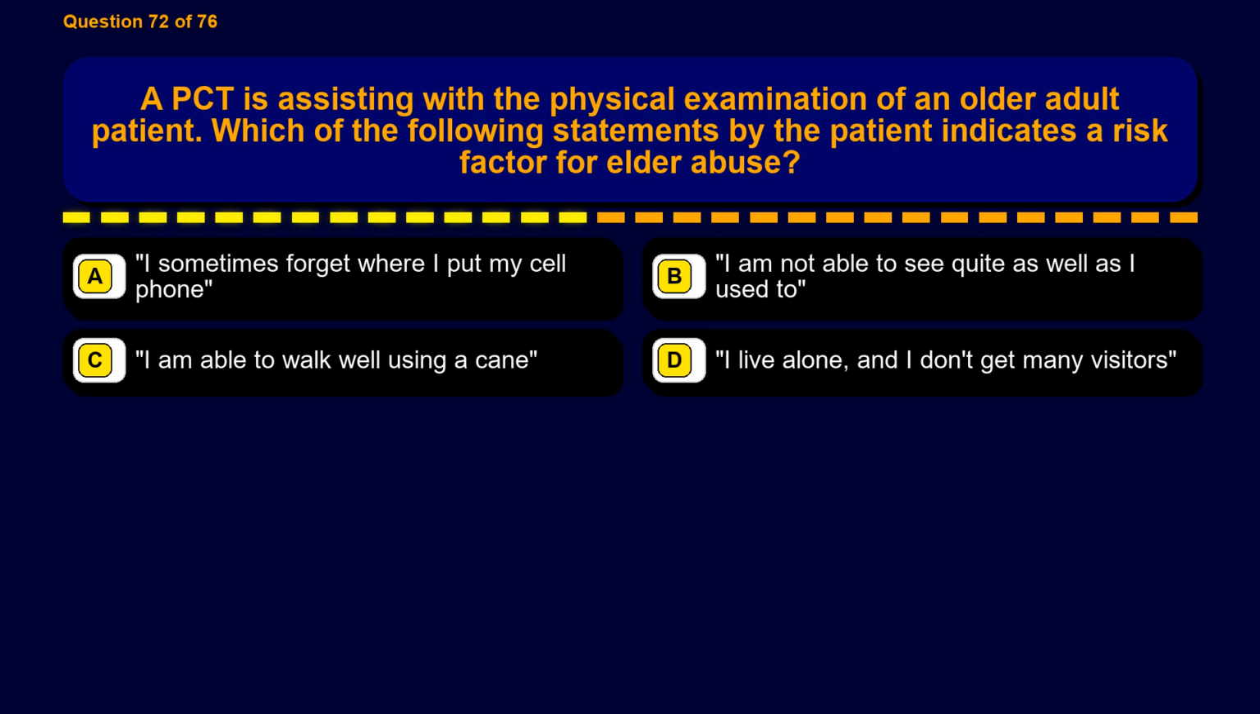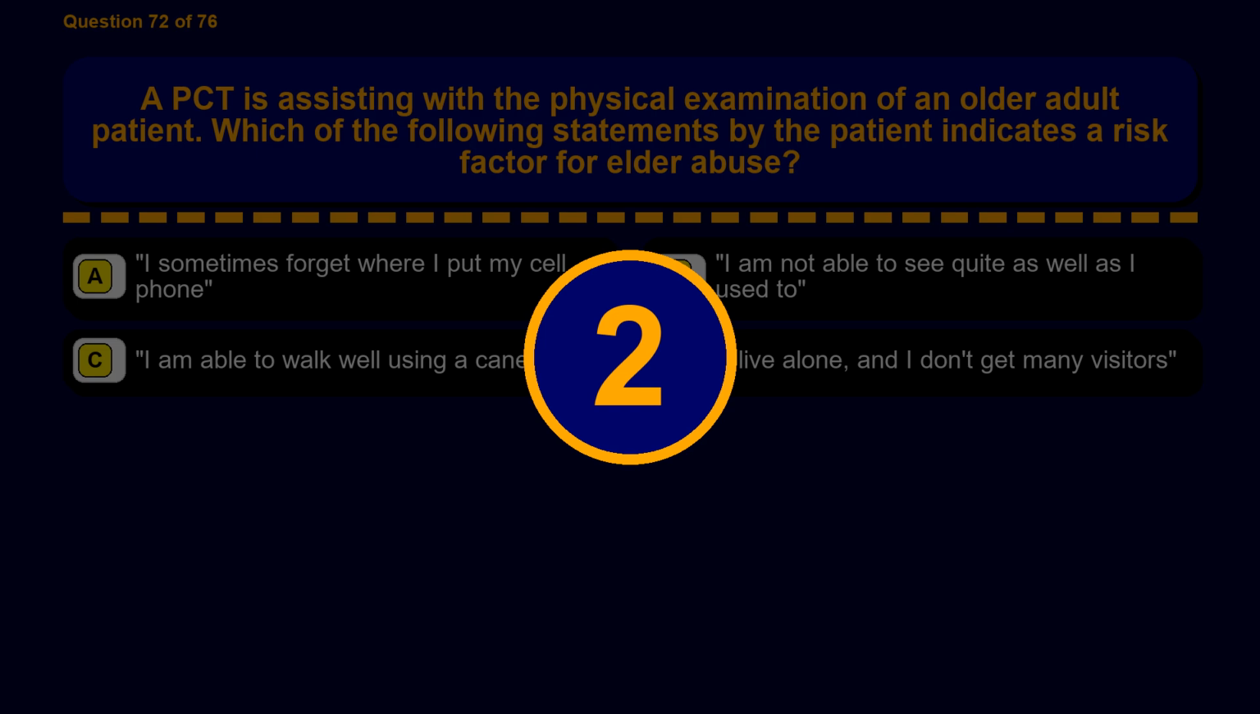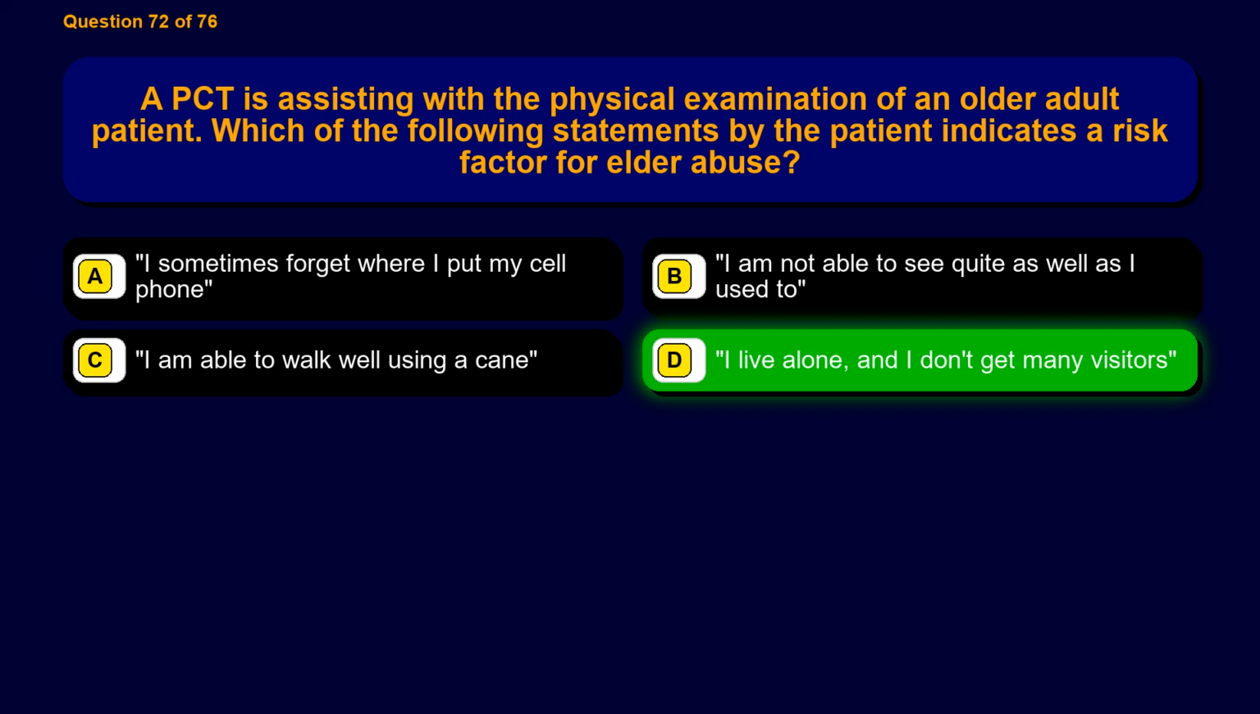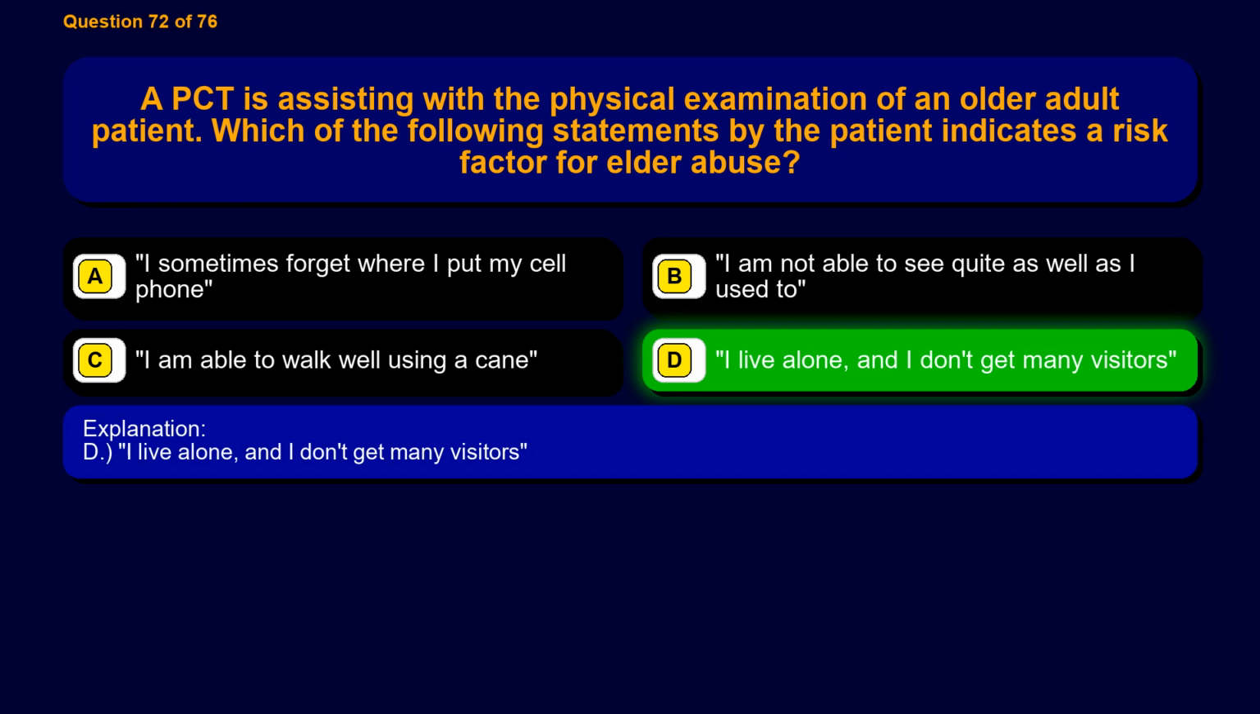Option A. I sometimes forget where I put my cell phone. Option B. I am not able to see quite as well as I used to. Option C. I am able to walk while using a cane. Option D. I live alone, and I don't get many visitors. The correct answer is option D. I live alone, and I don't get many visitors.